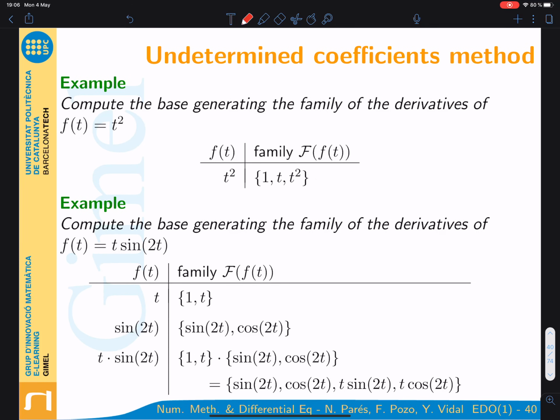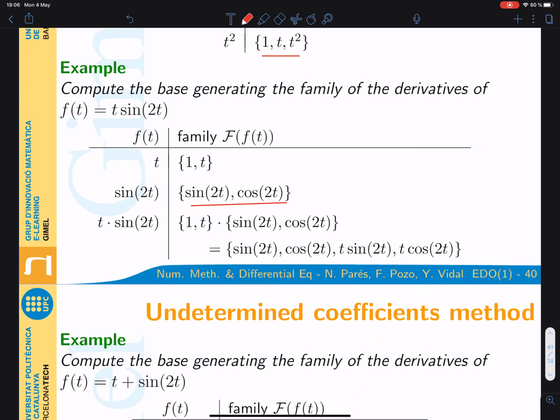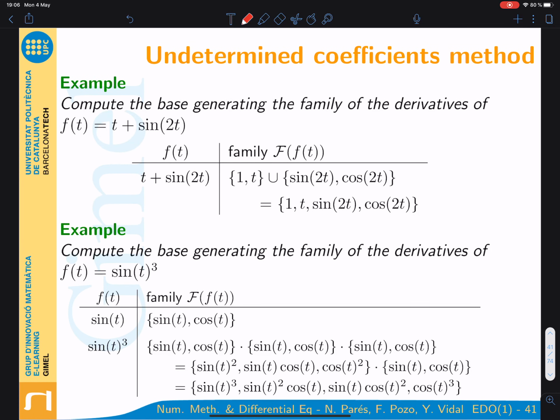Here you have some examples. You can try to do it at home and be sure you understand how the bases are derived, that you really understand how to write down the basis for the different functions. This is important, okay? So I will let you do that at home.